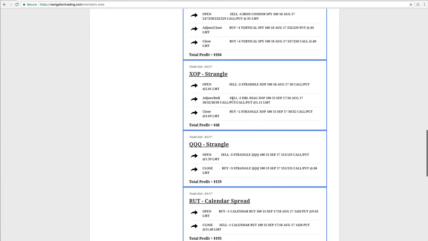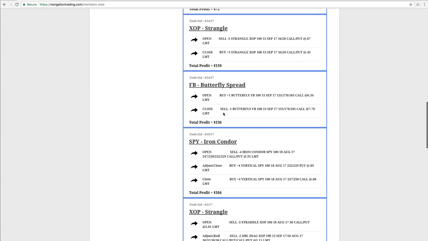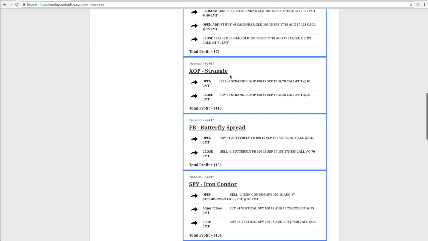XOP Strangle, same thing. Maybe $800 to $1,000. Booked a profit of $48. SPY Iron Condor, booked a profit of $104. I mean, look at this. A lot of these were just doing one contract, and even on the ones that we did five, if you have a smaller account, you could do one. If you have a large account, I mean, you could do 50 or 500 contracts. It doesn't matter. Whatever level you are is what you can do with these alerts. Booked another profit of $110.